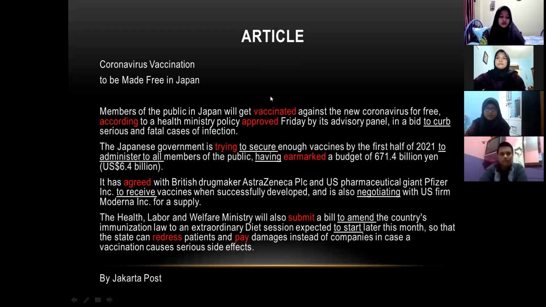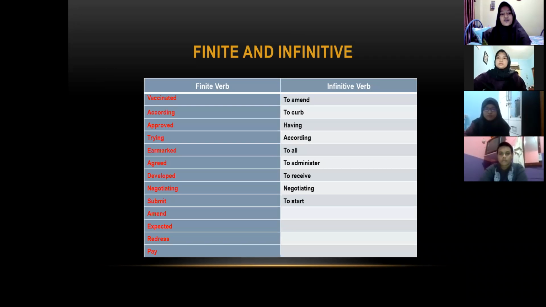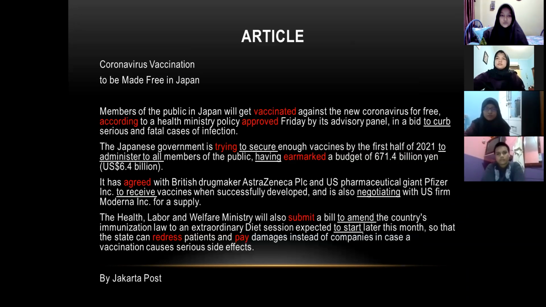First, I am going to talk about finite verbs. In English grammar, a finite verb is a form of verb that shows agreement with the subject and is marked for tenses. This is the finite verb that I have found. There are about 13 in the article that we chose.